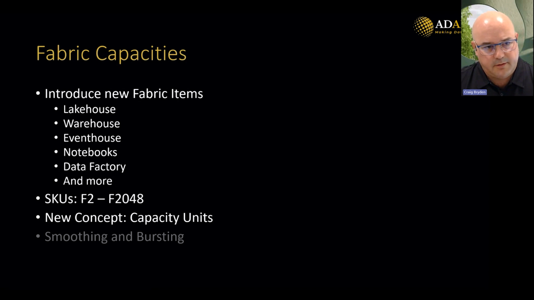And one of the things that we'll also talk about is smoothing and bursting. Now, this is a very unique sort of capability that Microsoft has brought for Fabric. If, let's say, you've purchased an F16 SKU, which is still quite small, but you have one or two hours in the day where you actually need to run some big, massive workloads, maybe an overnight load of your data warehouse or something like that.